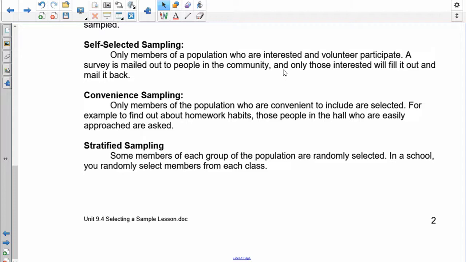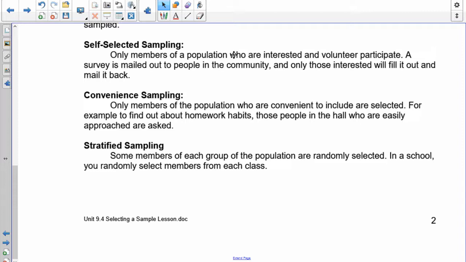If it's a controversial topic, you always get people who are what we call extremes. They're really for the issue or they're really against the issue. So for example, if I were to use abortion, which is a very, very conflicting topic for a lot of people, if I use self-selected sampling, only those people who are really affected by the abortion issue would be the ones who are going to be the primary respondents.